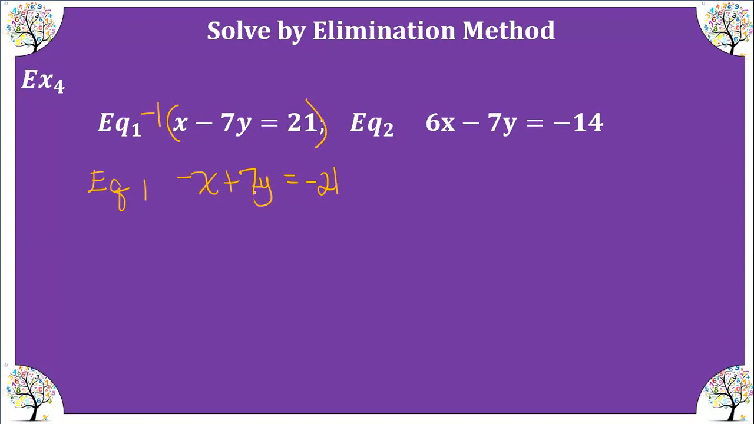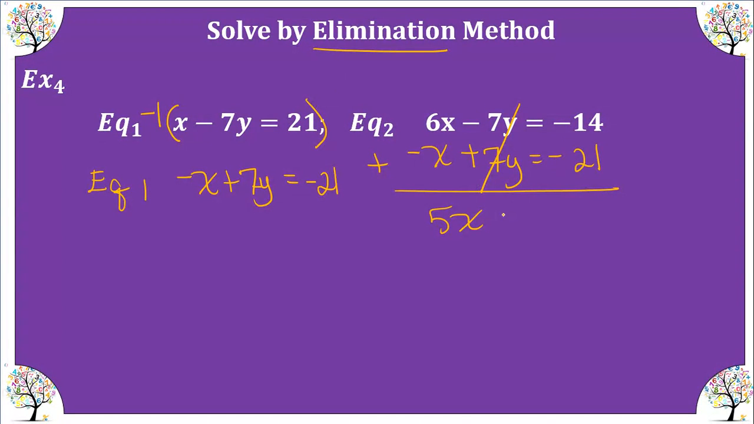So I'm going to combine equation 1 with equation 2. And now we're going to get 5x, our y's are eliminated, equals negative 35. Solve for x, and our x value is negative 7.